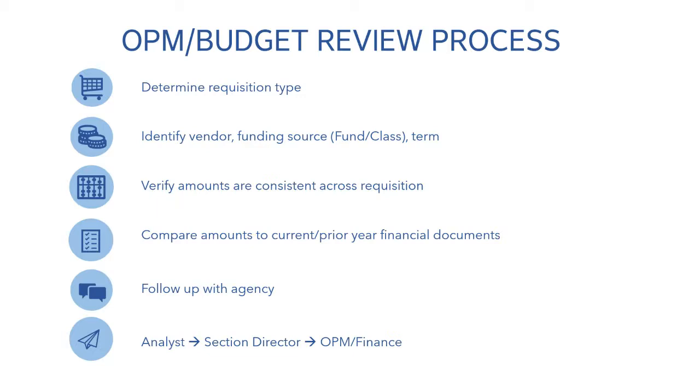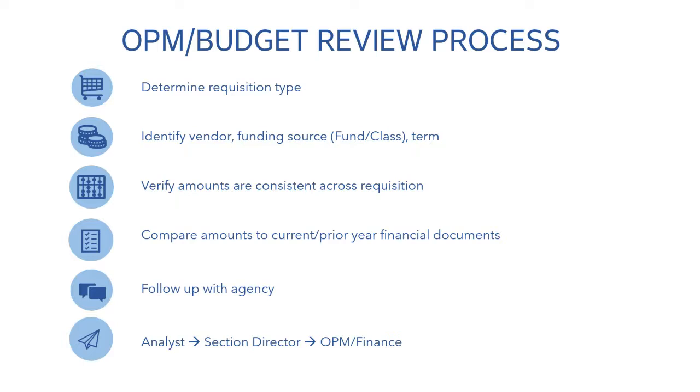Often agencies provide spending plans to their OPM analyst, and those are key documents that we would look to and compare amounts from prior years or current year budgeting to the amounts requested in the requisition. We would also look to broader financial documents such as the state budget and federal funding changes.